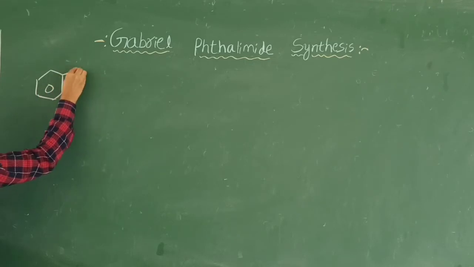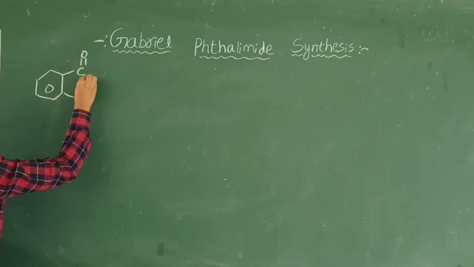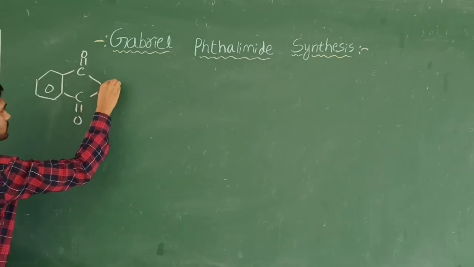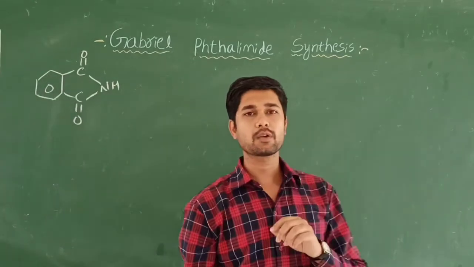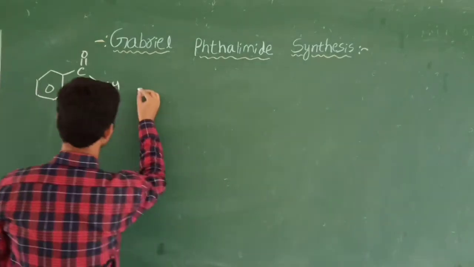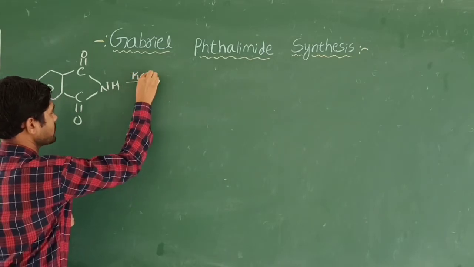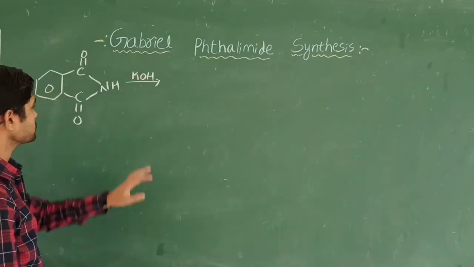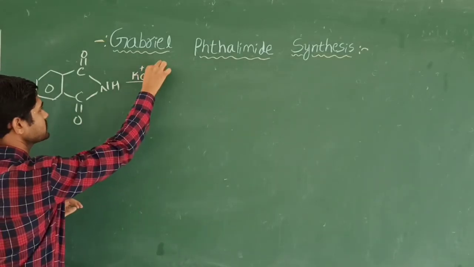So this is called the phthalimide structure. We are going to use the alcoholic potassium hydroxide solution, that is nothing but KOH. So I write the charges also: K is K plus, and this is OH minus.